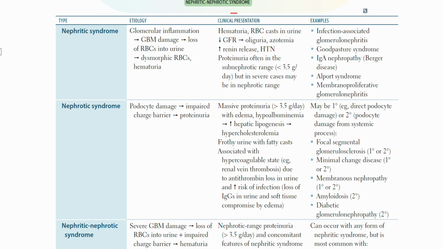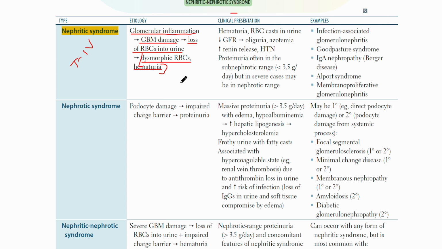So let's talk about it. Nephritic syndrome. To begin with nephritic syndrome, the etiology of nephritic syndrome is glomerular inflammation, obviously, that will lead to glomerular basement membrane damage. Glomerular basement membrane is actually made up of type 4 collagen, if you don't know. And loss of RBCs into urine occurs, that is dysmorphic RBCs are found, and also hematuria is present in the case of nephritic syndrome. This is what occurs, right?